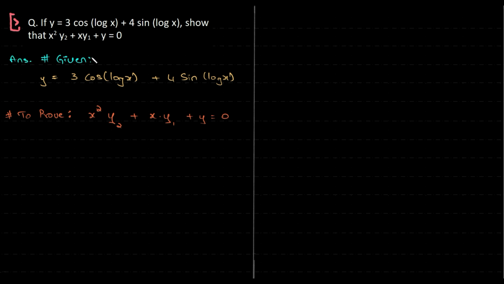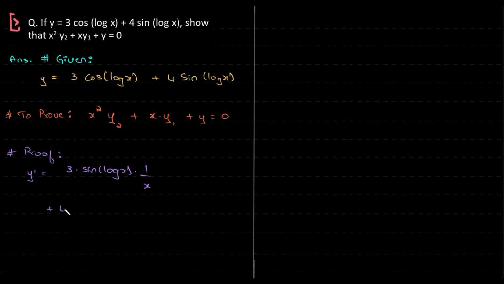Okay, this looks better. Now the proof. So first thing is we need to find the second order derivative. So let's do that. So we have y prime which is equal to 3 sine log x, and as per the chain rule I need to differentiate log x as well.